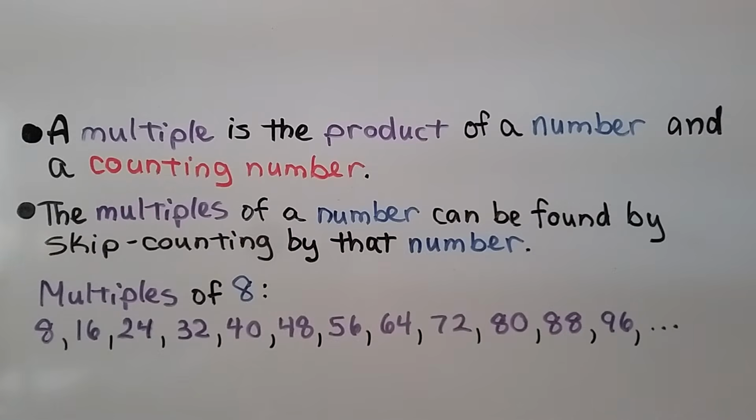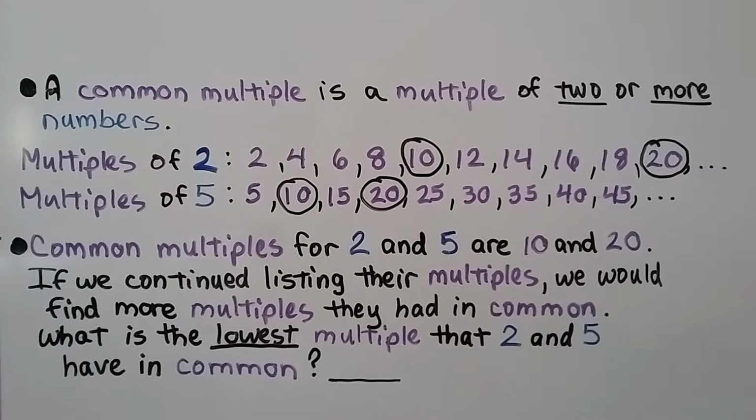So a multiple is the product of a number and a counting number. It's a product. And the multiples of a number can be found by skip counting by that number. So for the multiples of 8, we just skip count by 8: 8, 16, 24, 32, and so on.